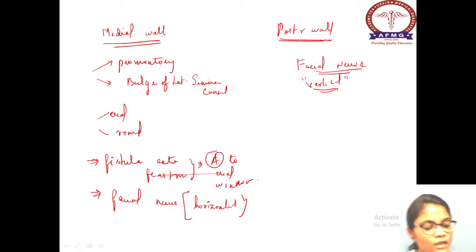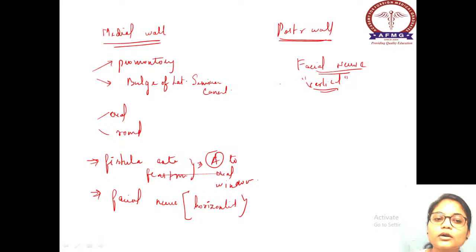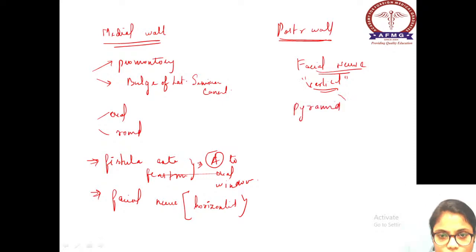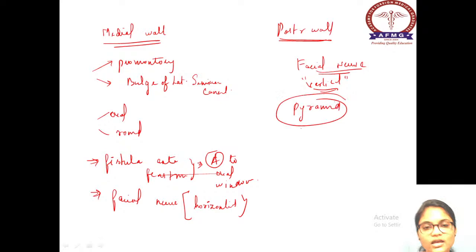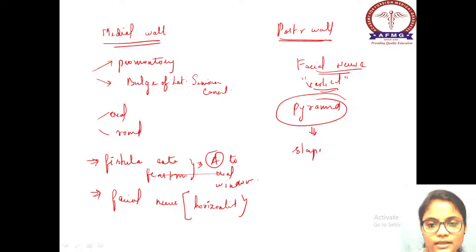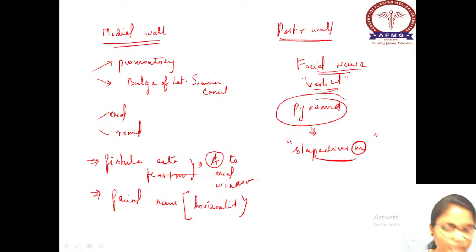So apart from that, what are the important points in view of the posterior wall? In the posterior wall, you have to remember the pyramid. In the pyramid, the important thing is the origin of which muscle? That is the stapedius muscle. Why are we speaking about the stapedius muscle as very important?